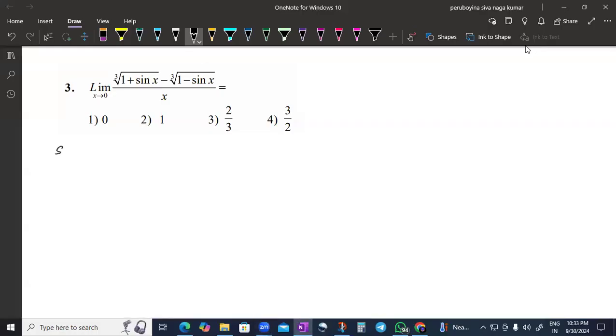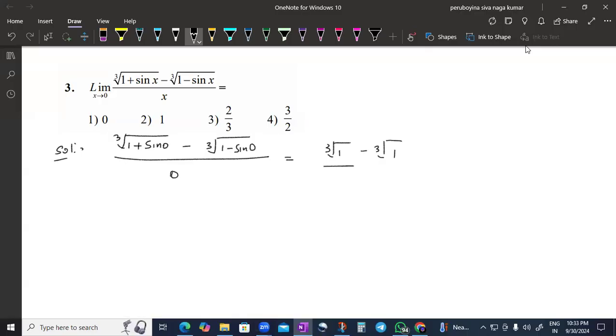First, we will substitute the limit values and see what happens. 1 plus sine 0 under cube root, minus under cube root of 1 minus sine 0, whole divided by 0. So cube root of 1 plus sine 0 is cube root of 1, minus cube root of 1, divided by 0. Of course, we are getting 0 by 0, which is an undetermined form. So we will approach L'Hospital's rule.